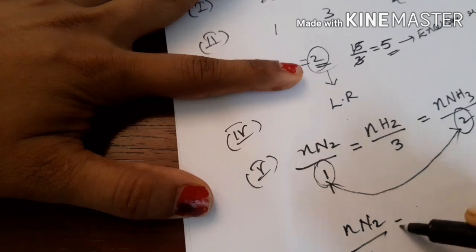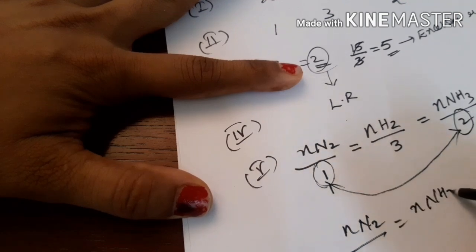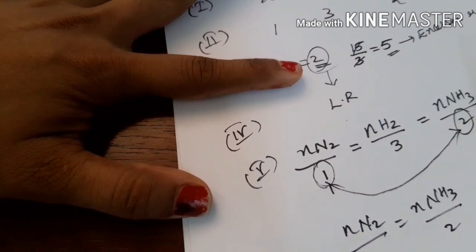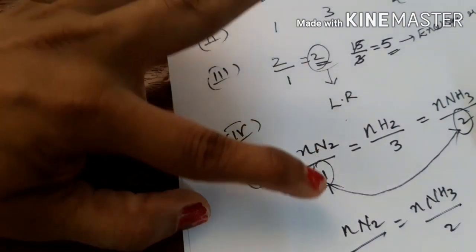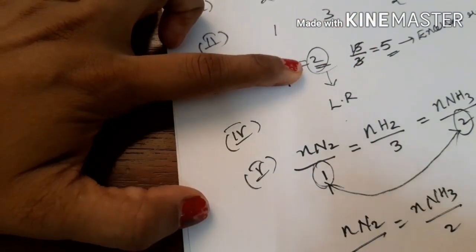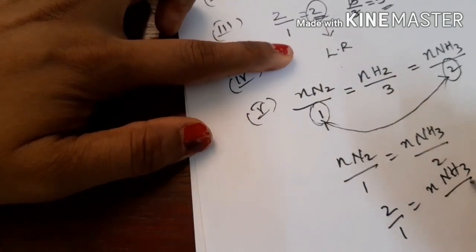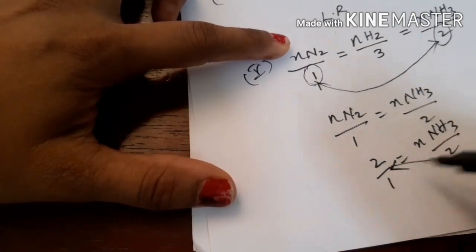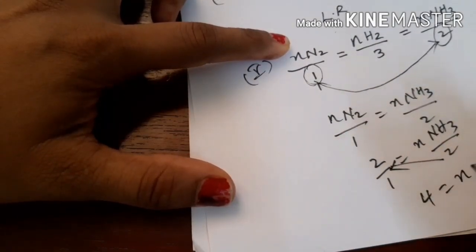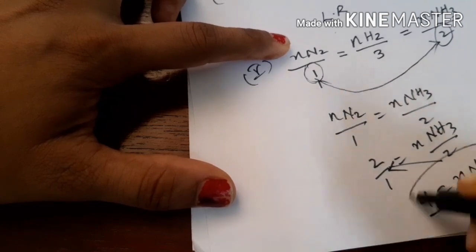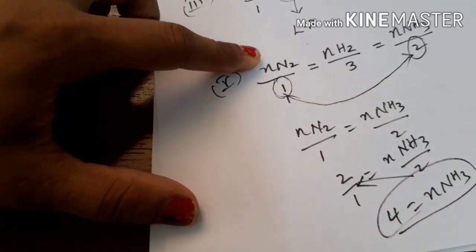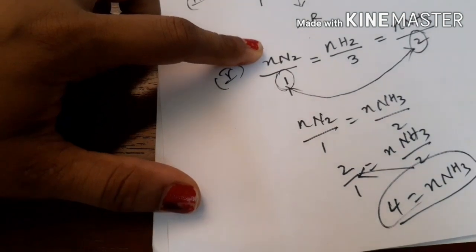N2 by 1 is equal to NH3 by 2. Here we already know that the number of moles of nitrogen is 2. 2 by 1 is equal to number of moles of ammonia by 2. Cross multiplying, we get 4. The number of moles of ammonia formed is 4. This is the product which has formed. By using these tricks only, we can get the product easily, and we can easily attempt the question in the further exams.